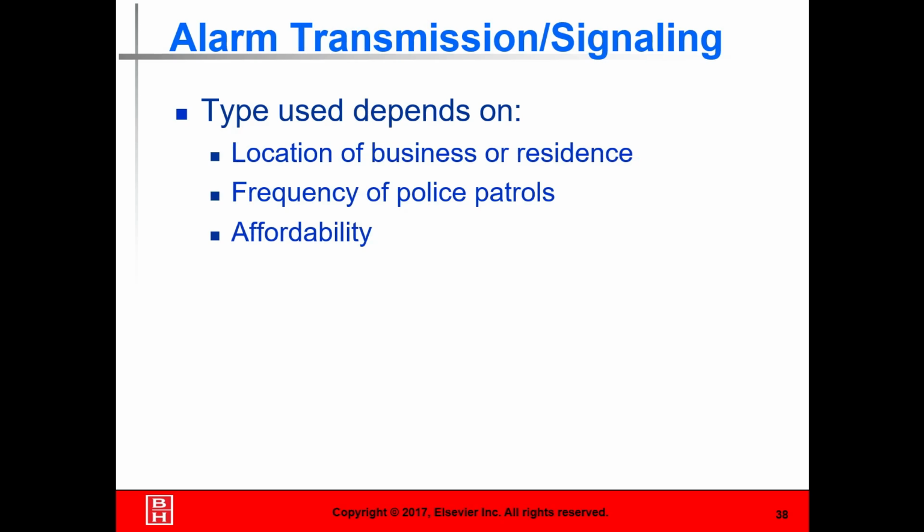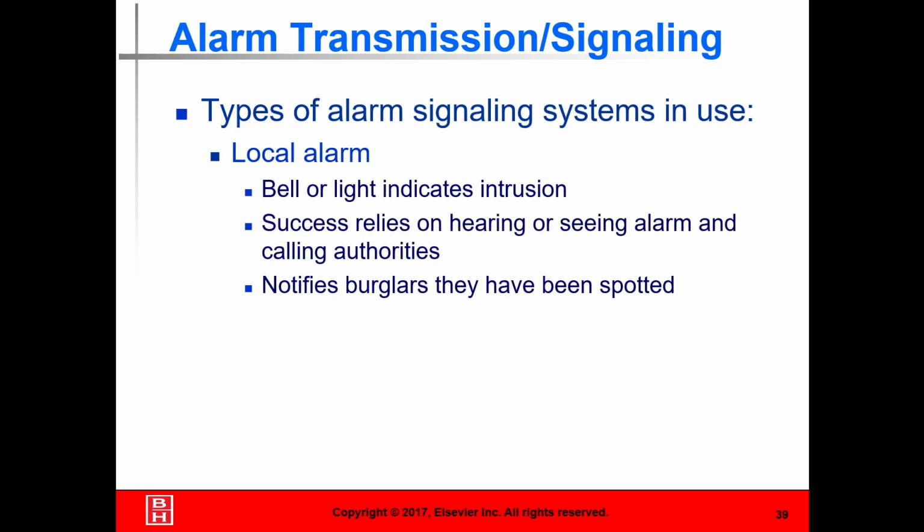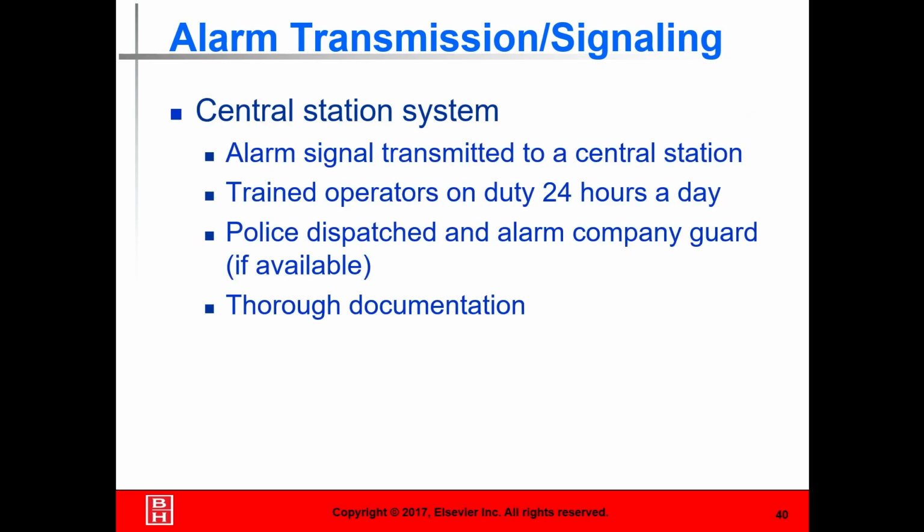The type of alarm transmission signal system used in a particular application depends on the location of the business or residence and the frequency. Remember, after deterrence, the purpose of the alarm is to summon help. A local alarm is a bell or a light that indicates that an attempt or successful intrusion has taken place. The success of the system relies on someone hearing it. With central station, the alarm signal transmits over telephone lines to a specific location, to the record keeper and guard response.